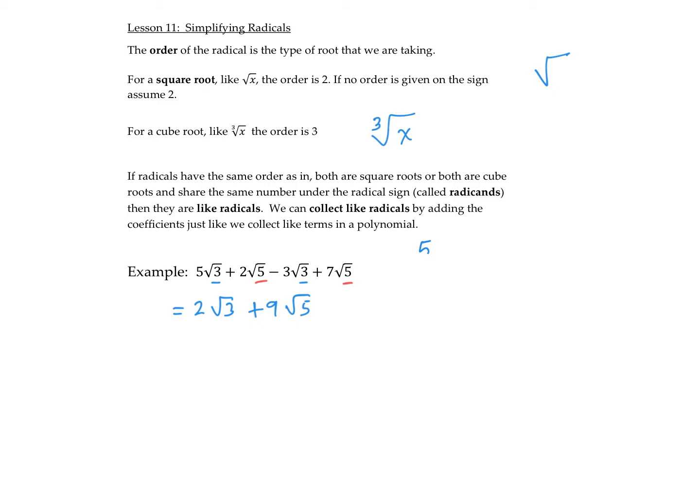So this would be kind of like adding 5x plus 2y minus 3x plus 7y. If we were adding these, we would add the coefficients. But the variables would not change, so that is similar. So 5 minus 3 is 2, 2 plus 7 is 9. So similar to that, we treat these roots like terms, and we just work with the coefficients.